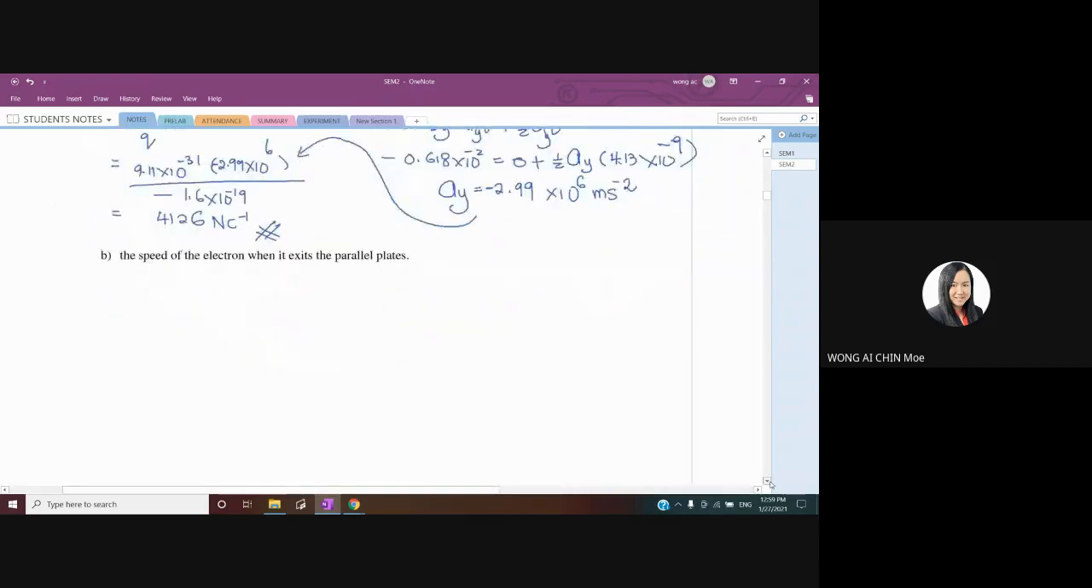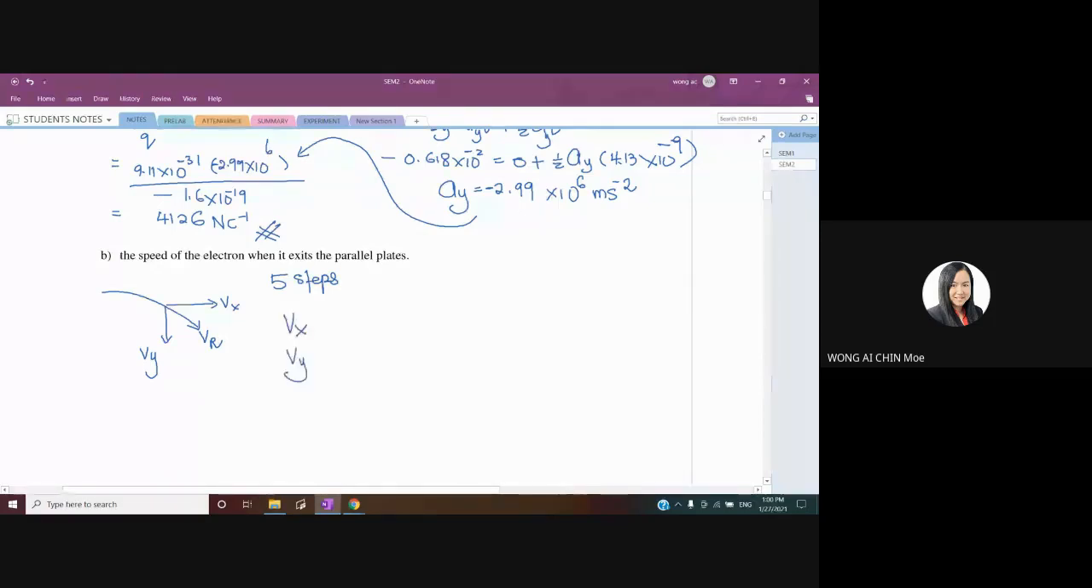The speed of the electron when it exits the parallel plate. So when it comes down, the speed here is we need to find VR. But before we find VR, we must find Vx and also Vy first. Then only we can find the magnitude and also find the direction. In a case like this, when you want to find the resultant, you must use 5 steps. Step 1, you must find Ux. Step 2, you must find Uy.